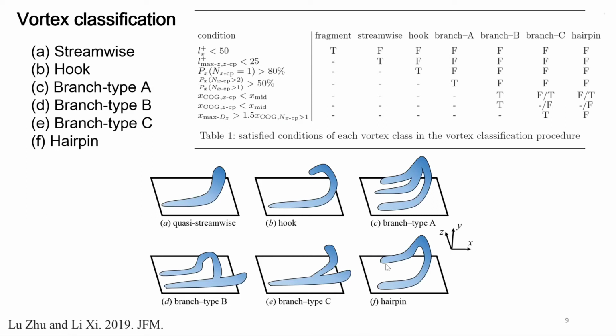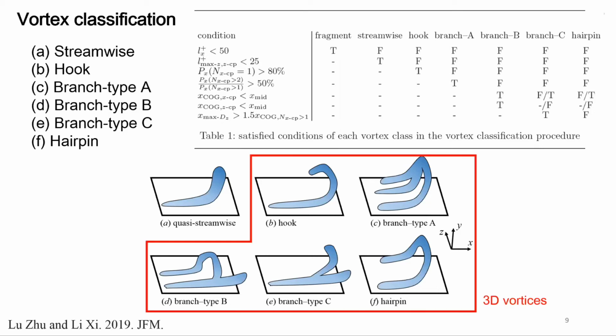The hairpin vortex has 2 fully developed legs with the head lifted up, while the hook vortex can be regarded as an incomplete hairpin with only 1 leg. The branch vortices are more irregular and can have several different shapes, but they are in general similar to the hairpin and hook. Due to the topology similarity, we could also group the hook, branch, and hairpin vortex into the more general class, the 3-dimensional vortices.